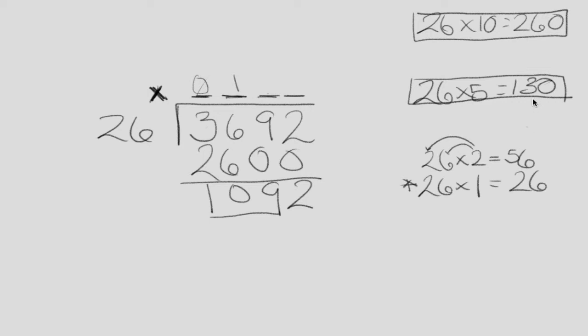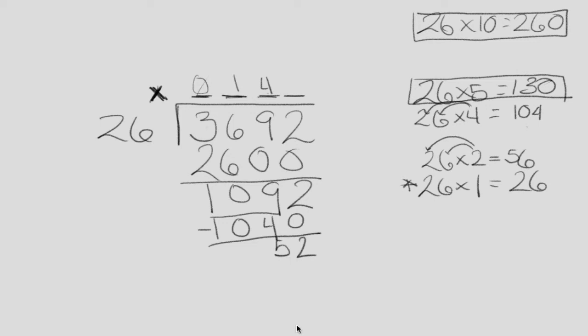109 is going to be near 26 times 5. So let's estimate. It's going to be a little bit less. So let's try 26 times 4. 4 times 20 is 80. 4 times 6 is 24. 80 and 24 is 104. So that's pretty close. That was a great estimate. 4. And let's subtract. 109 minus 104 is 5.